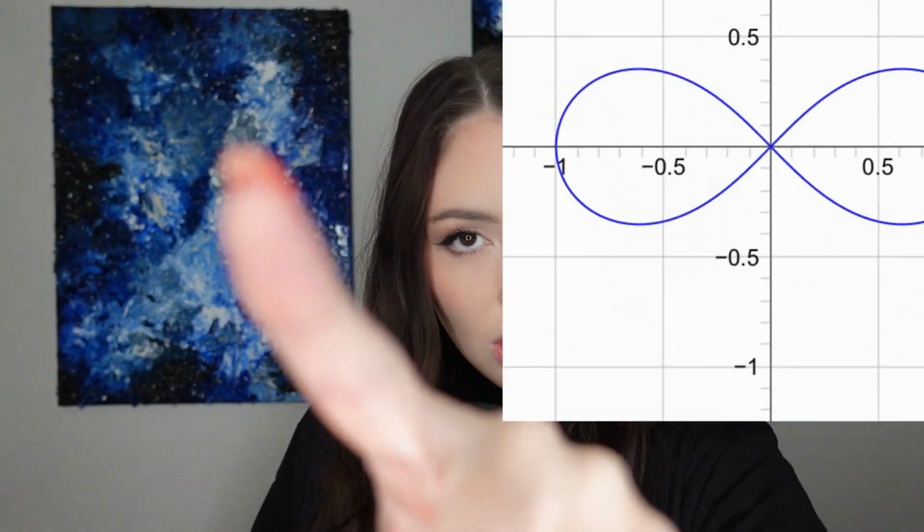They go on forever and ever. But this again is what's called a lemniscate, and the equation for this one is r equals the square root of the cosine of 2 times theta.